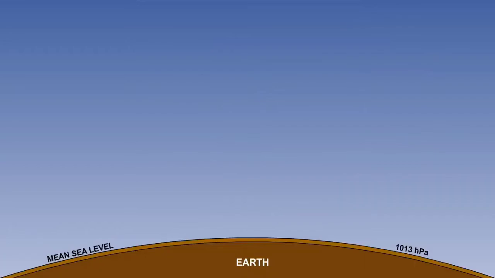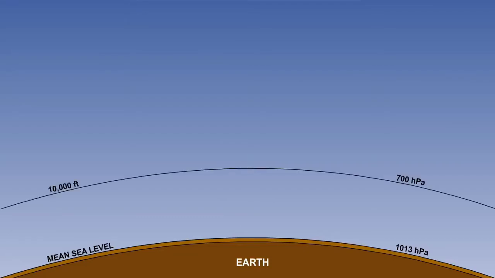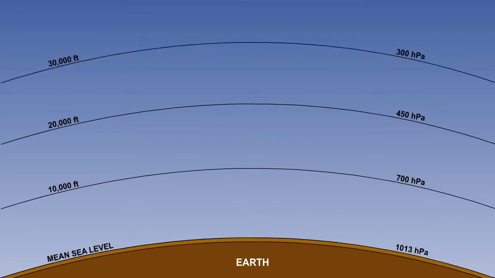Now let's consider the principle on which the altimeter works. We assume an ISA atmosphere with a pressure of 1013 hectopascals at mean sea level. If it is an ISA atmosphere, 10,000 feet will occur at a pressure of approximately 700 hectopascals. 20,000 will be at 450. And 30,000 feet will have a pressure of about 300 hectopascals. These numbers have been rounded slightly, but they are very close to the actual altitudes at which these pressures occur.